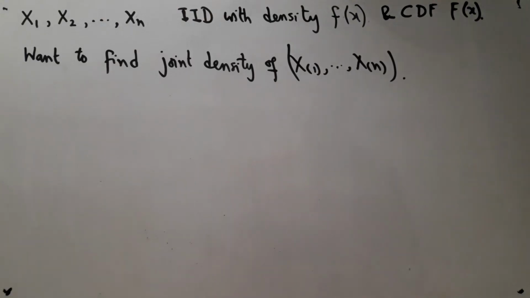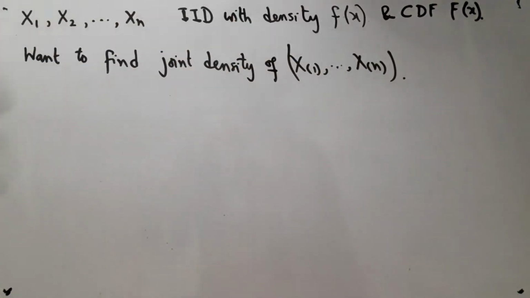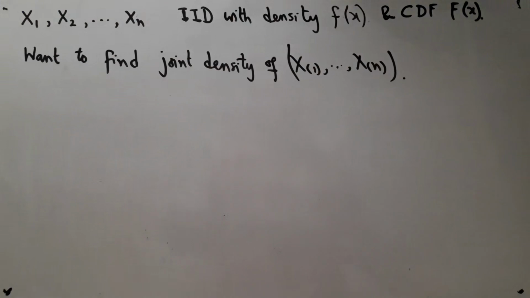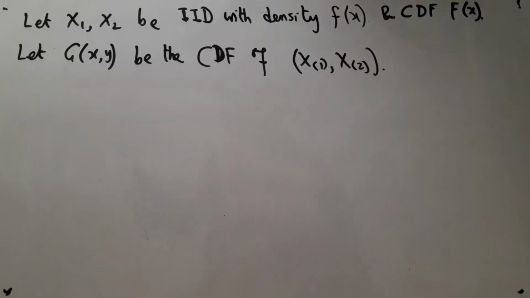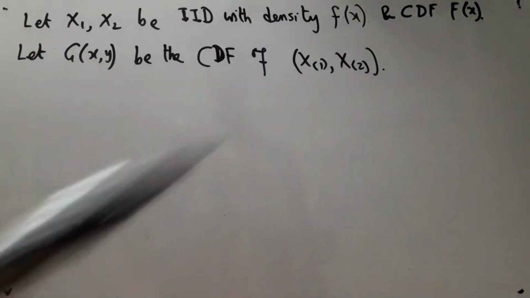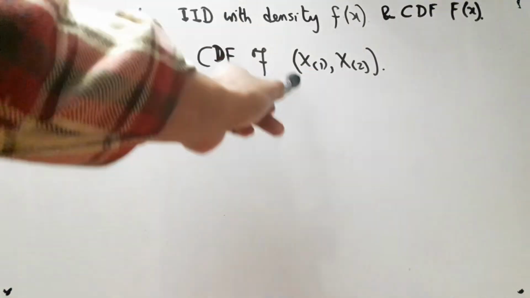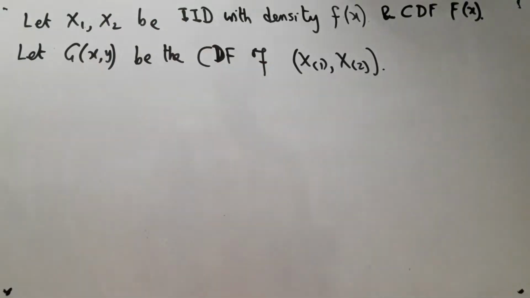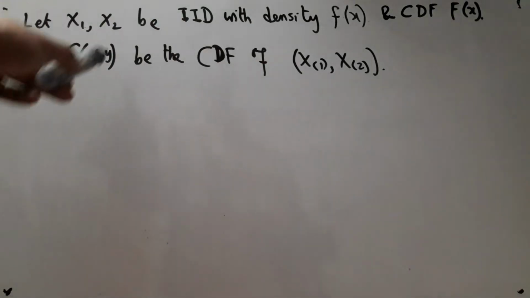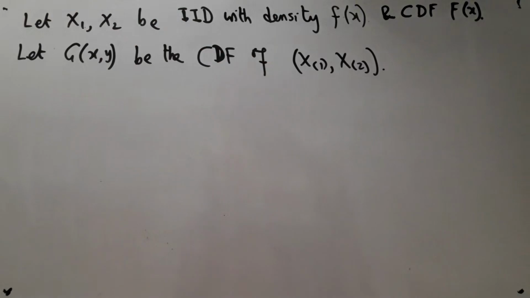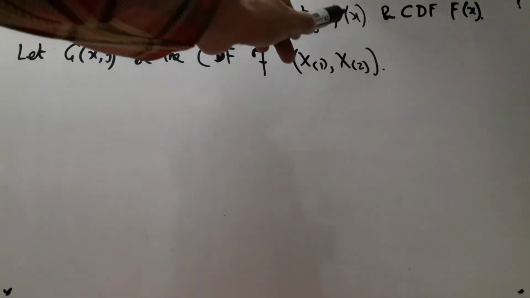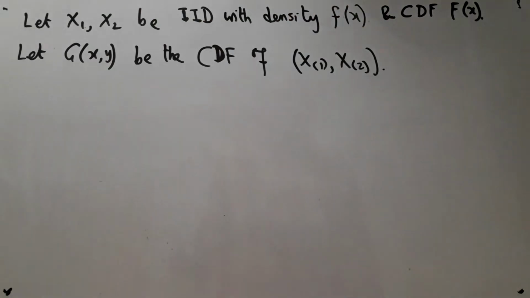Now there is a particularly simple formula for this joint density, but let us warm up with a simple example first. Here I have taken only X1 and X2, that is n equal to 2, they are IID with the same density and CDF. Now I consider only X(1) and X(2) and let G(x,y) be their CDF. My aim is to partially differentiate capital G with respect to x and y and somehow obtain the answer in terms of little f and capital F.